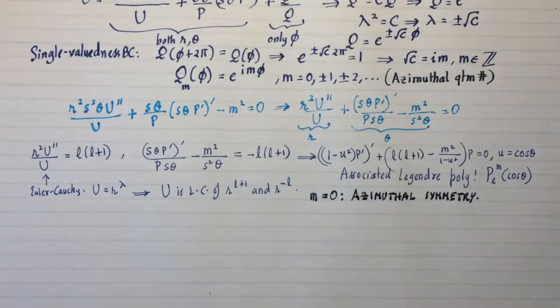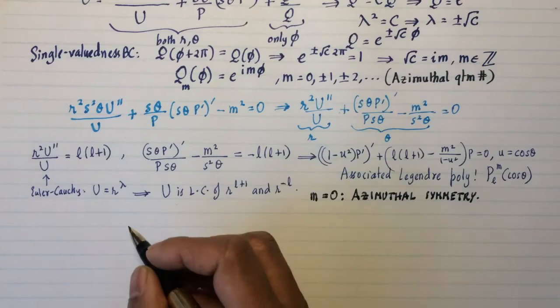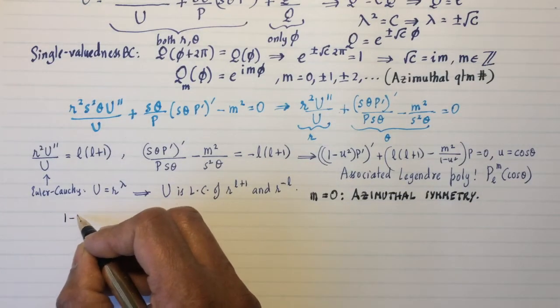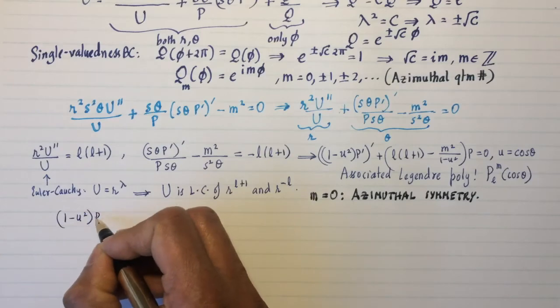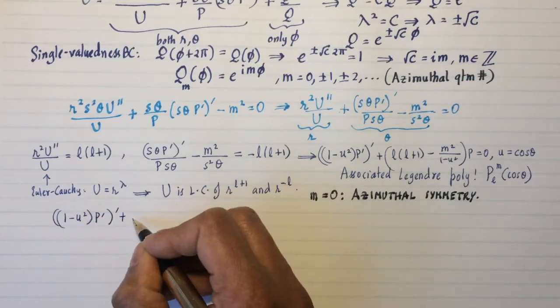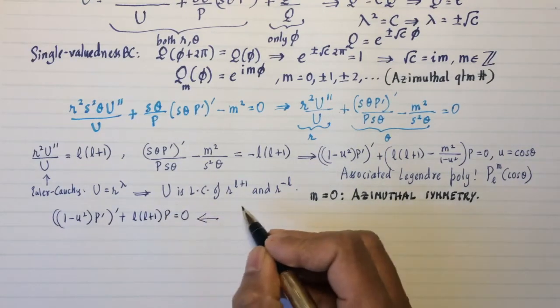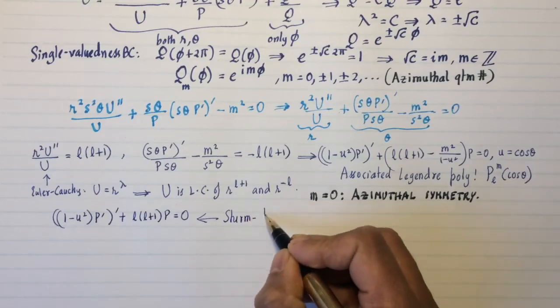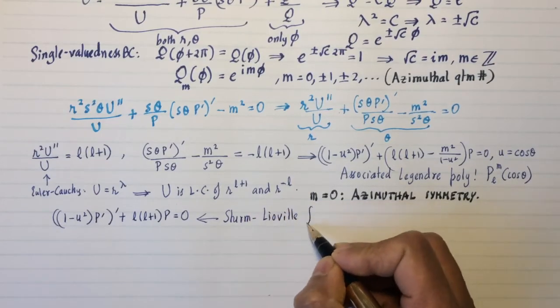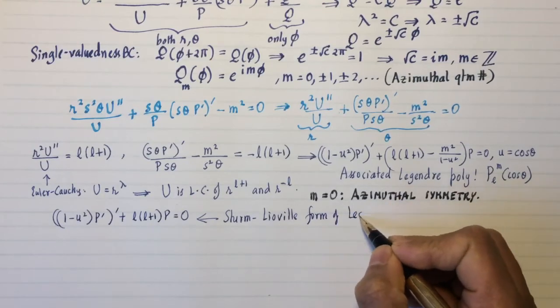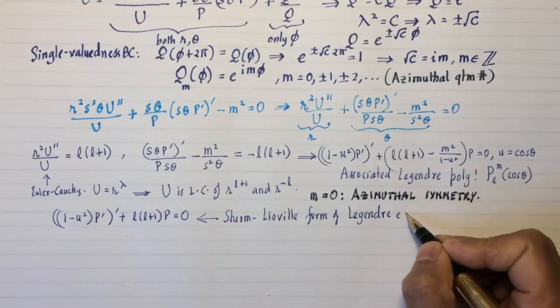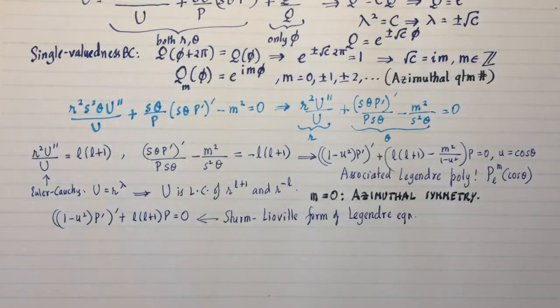So that system has got azimuthal symmetry. So once you have azimuthal symmetry, you can take m to be equal to 0, and then we are back to our regular Legendre polynomials. So I get the equation 1 minus u squared p prime prime plus L times L plus 1 p equal to 0. And that's actually the Sturm-Liouville form of the Legendre equation. So that's amazing. All the hard work we did studying the Legendre polynomials is paying off in solving real life problems involving spherical symmetry.